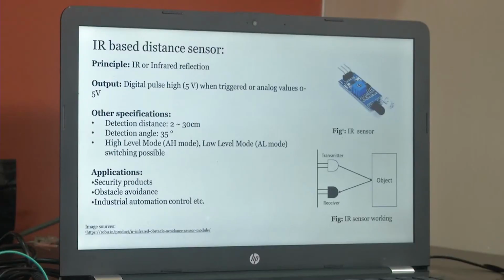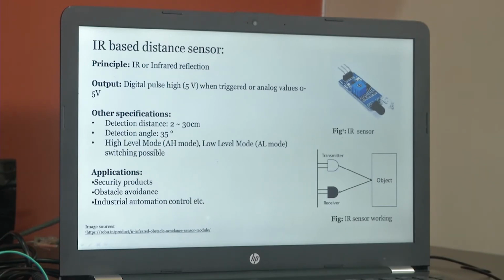Now we are going to discuss an IR based distance sensor. So this is another sensor that we have got here. We will be discussing about this now. Okay. So you can see on the right hand side, I will be showing the working principle of it.